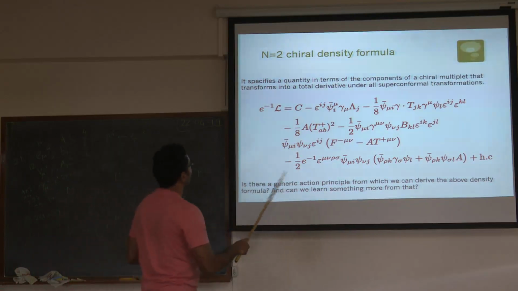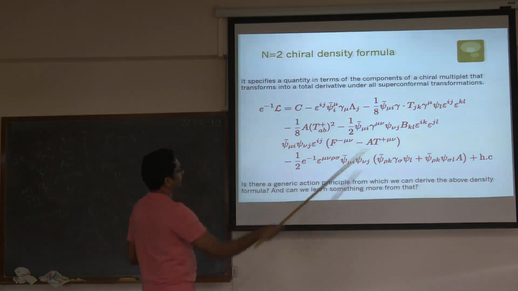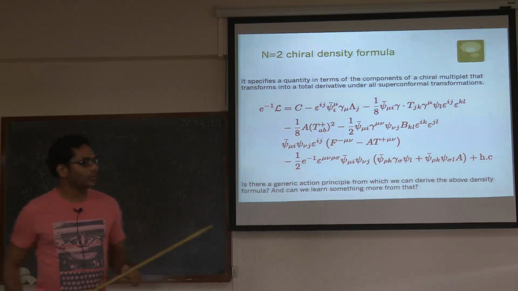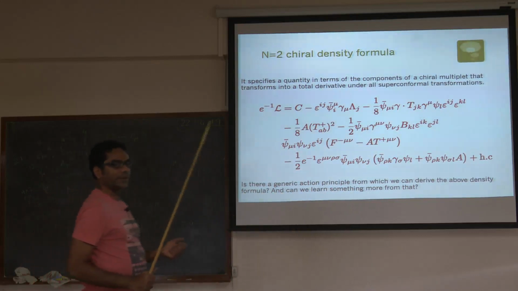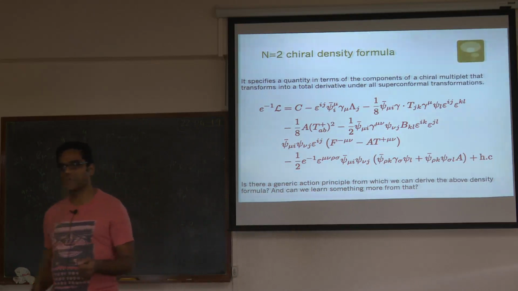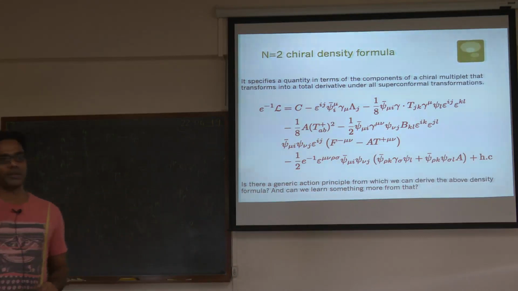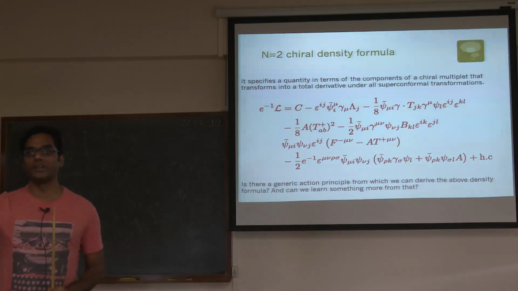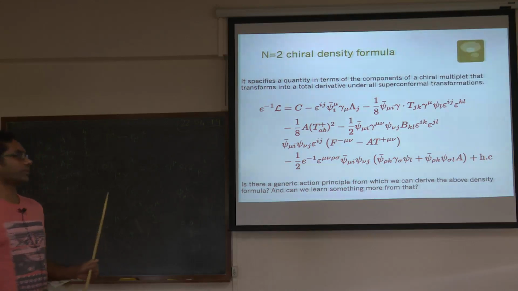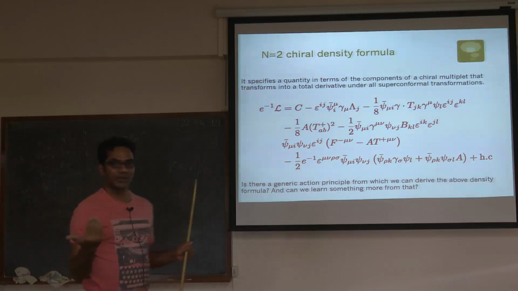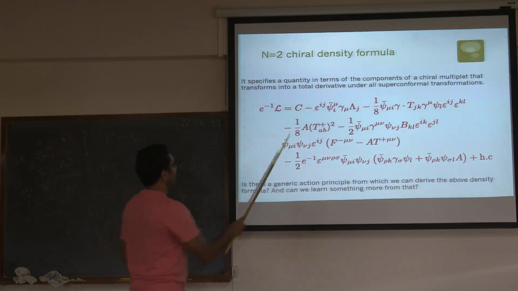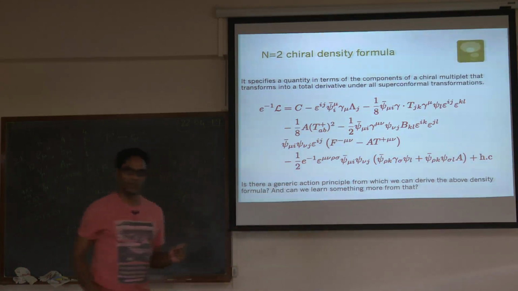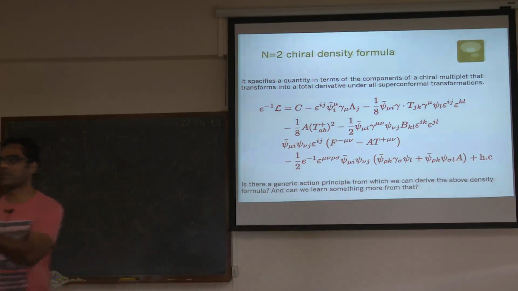So, how does one obtain this chiral density formula? If you look at it, a chiral multiplet in flat space, if you know about chiral multiplets in flat space, the highest component of the chiral multiplet transforms to a total derivative. So, basically the invariant action for a chiral multiplet in flat space is just the highest component and nothing else, right, because that transforms to a total derivative.